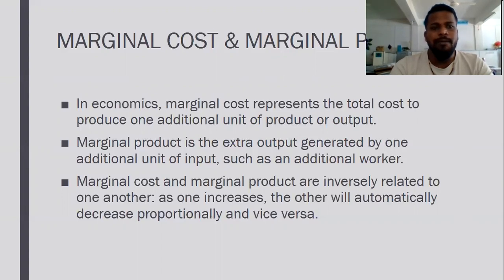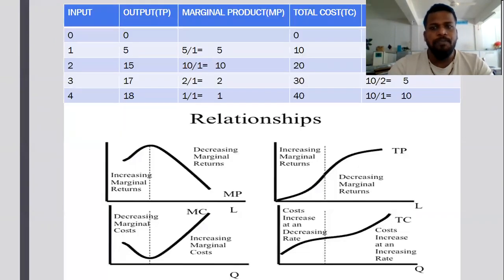I will explain this relationship a little more clearly in my next slide. So here I have given a table. In this table, you can see the first column, which is input. Keep in mind, input is something like a raw material we are using. For example, here I am taking labor. I am not using any capital for this example, only labor.